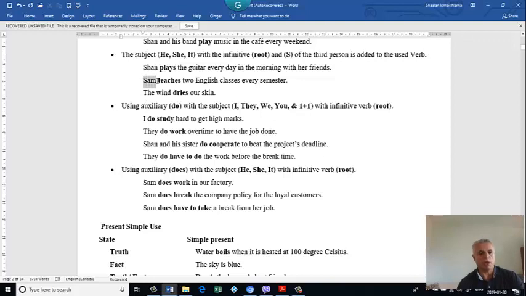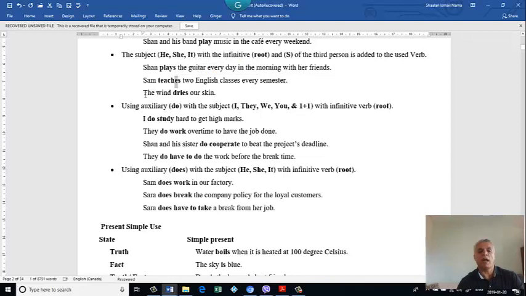Sam, subject. Teach is the verb we use, but because the subject is Sam or he, then we have to add s. But because the verb ends with ch, then we add es instead of s. Then we say Sam teaches 2 English classes every semester.